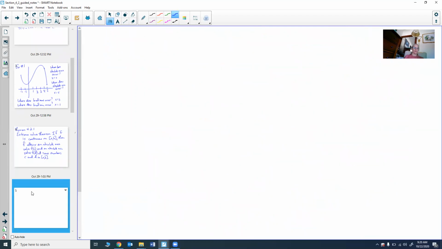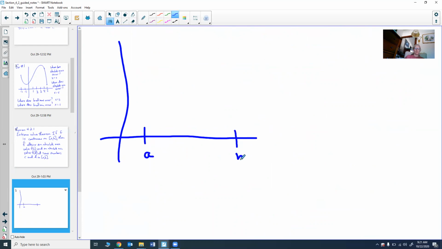But let's talk about what we mean by this. So I want to look at some graphs of this. So the first graph I'm going to look at, here's my A and here's my B. I'm going to start at A. It's a closed interval, so it's got a dot there. I'm going to come up. I'm going to come down. And then I'm going to come back up to B.